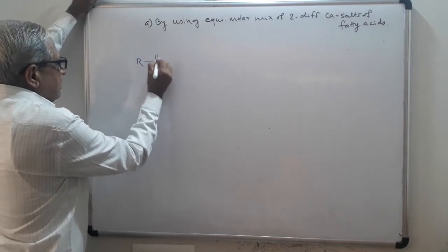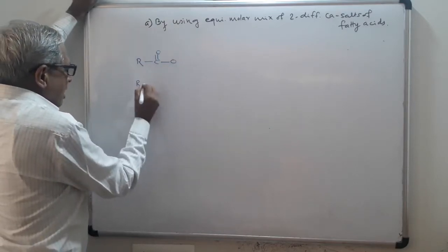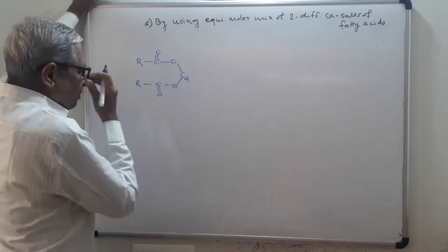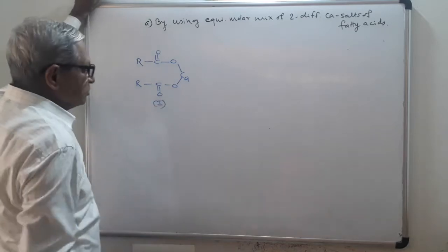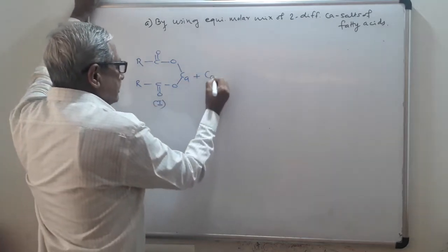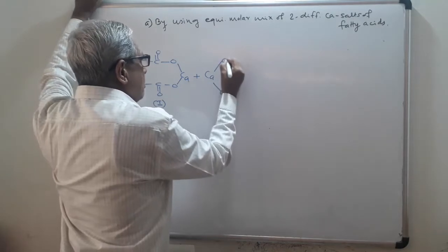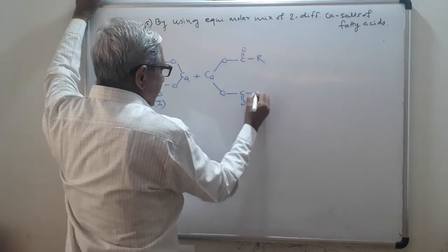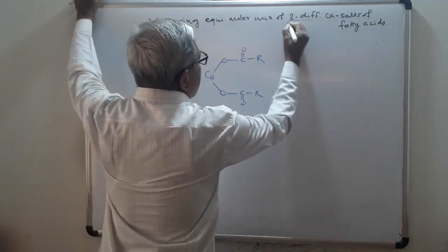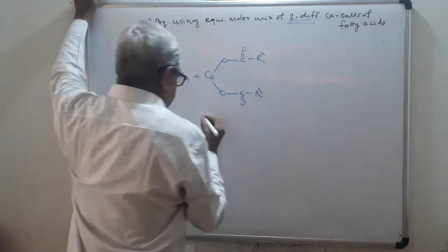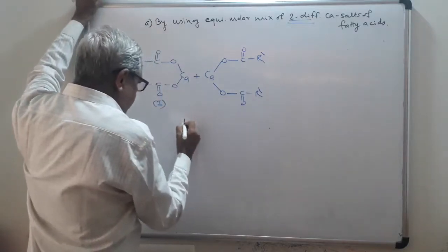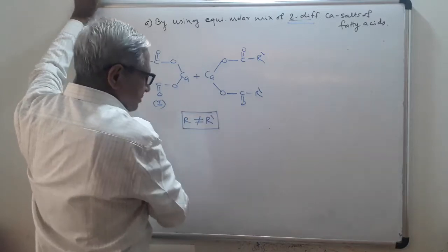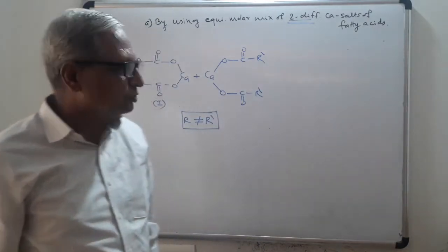R C double bond O, R C double bond O. This is the first molecule of the calcium salt of fatty acid. You will get the second molecule CaO, C double bond OR, C double bond OR. Here we want two different, therefore I will indicate by the R dash, where R is not equal to R dash. So this is the important condition here. R is not equal to R dash, two different.